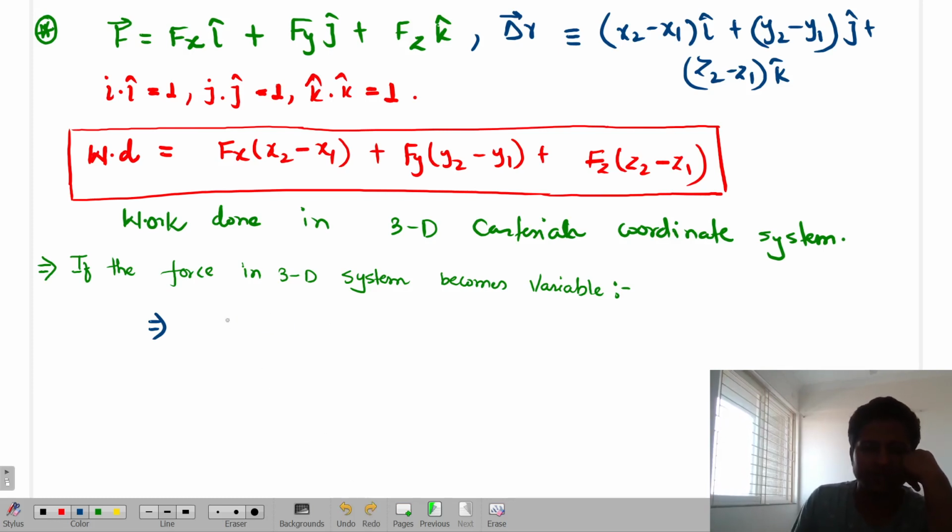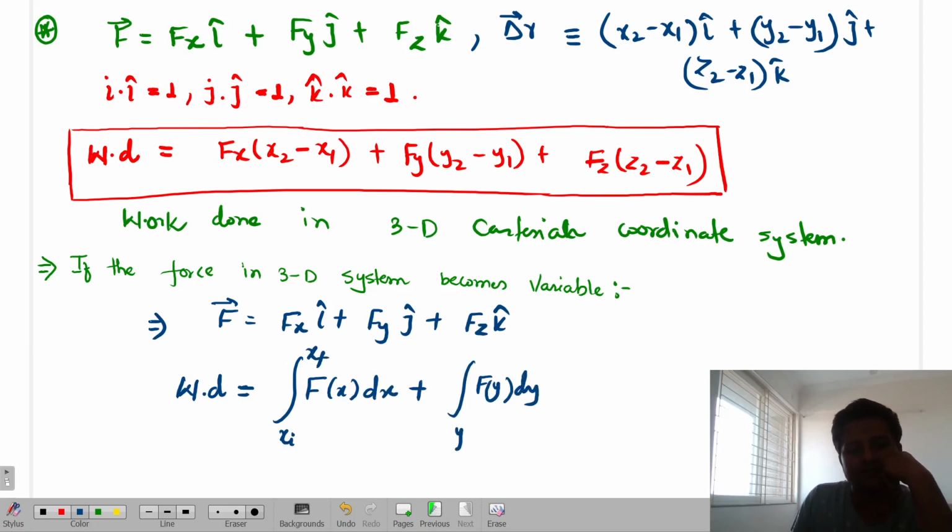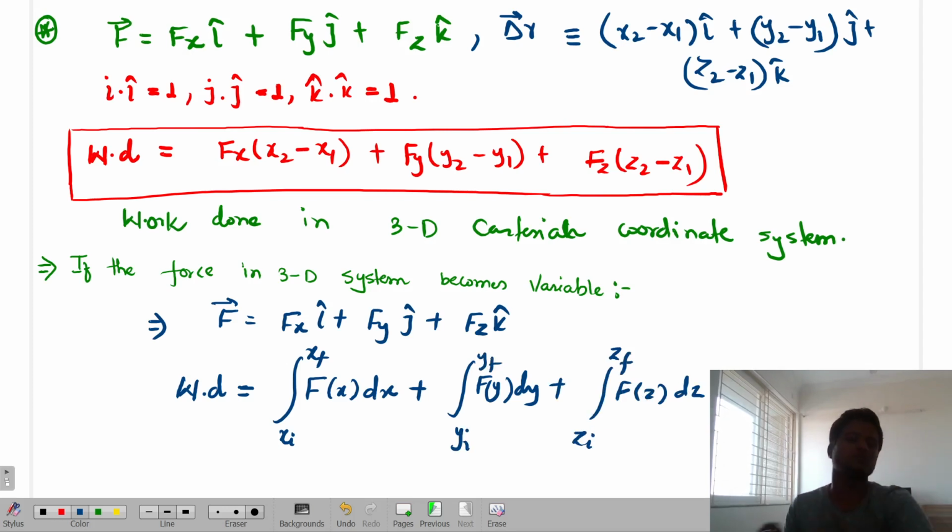So as we wrote, F vector is Fx i cap plus Fy j cap plus Fz k cap. So the work done, if the force varies in the three-dimensional coordinates, will be the integral of Fx dx from x initial to x final plus Fy dy from y initial to y final plus Fz dz from z initial to z final. This is my whole equation for the work done for the variable force in the case of a three-dimensional coordinate system. Are you able to get me or not?